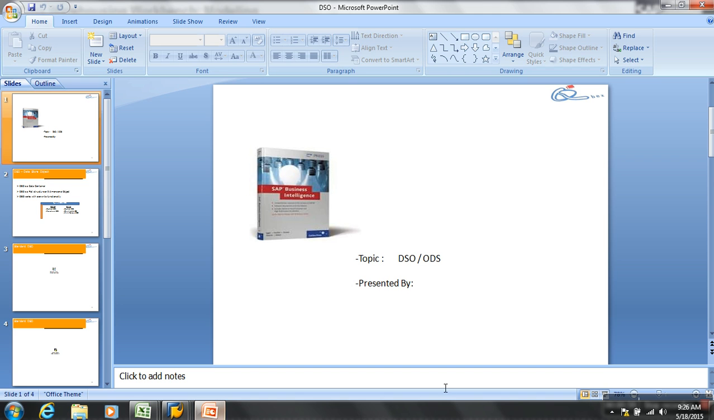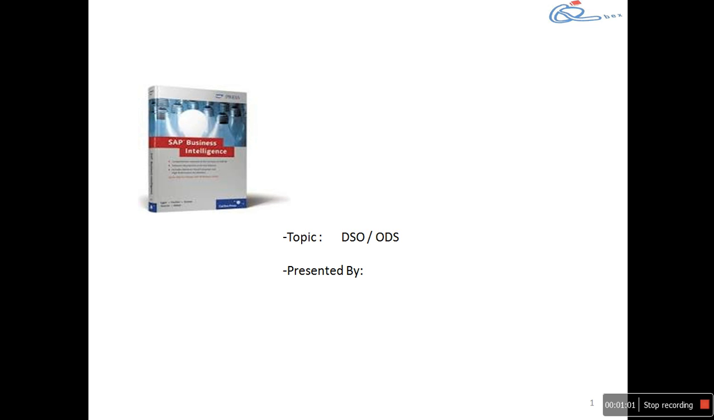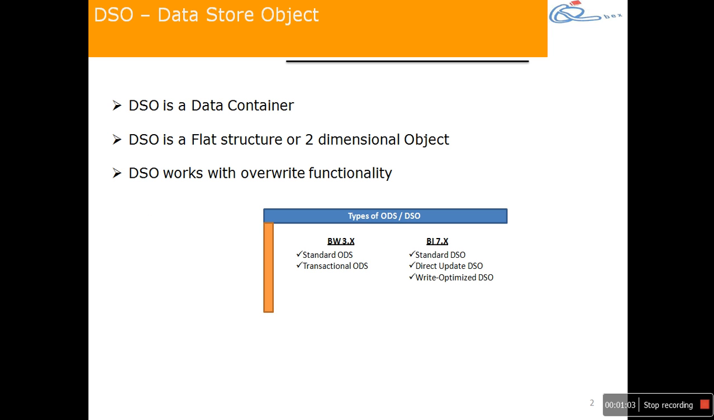Now focus on this. Like a cube, DSO is another data container, which can hold data, and it's a flat structure. A cube is a multidimensional object with a fact table and dimension tables, but your DSO is a flat structure. It's just like a table with rows and columns. When you create an ODS, it's just creating a normal table with rows and columns.